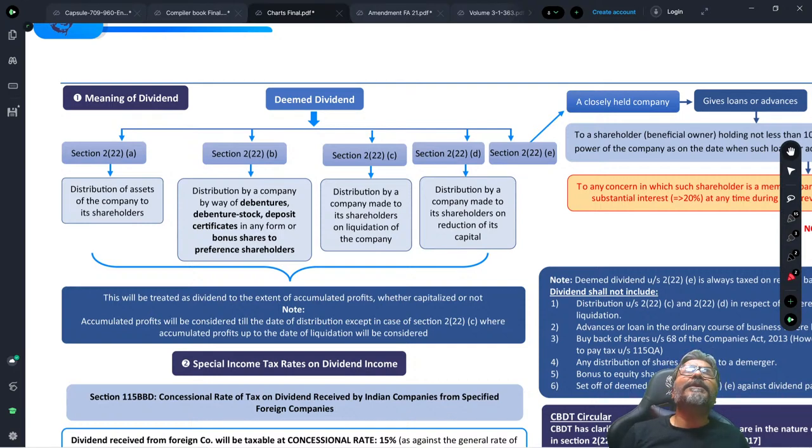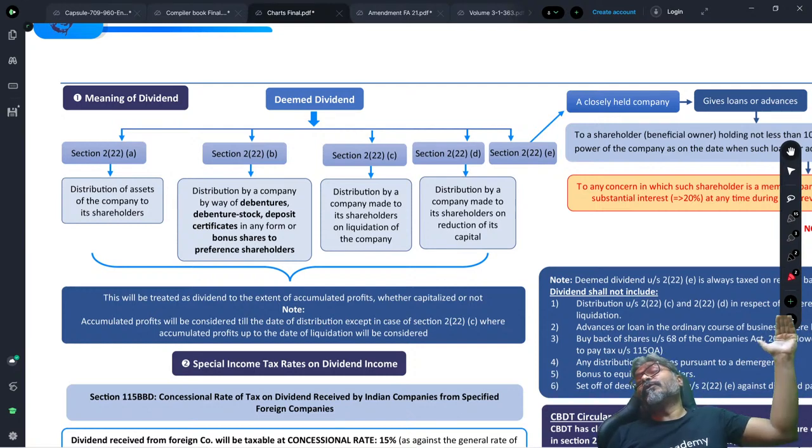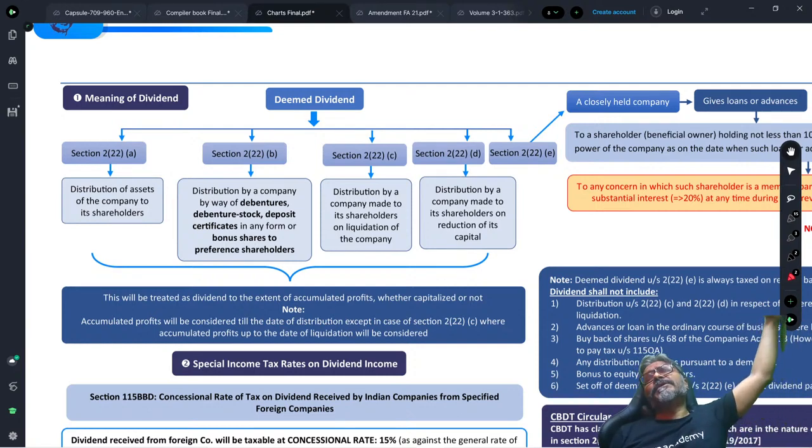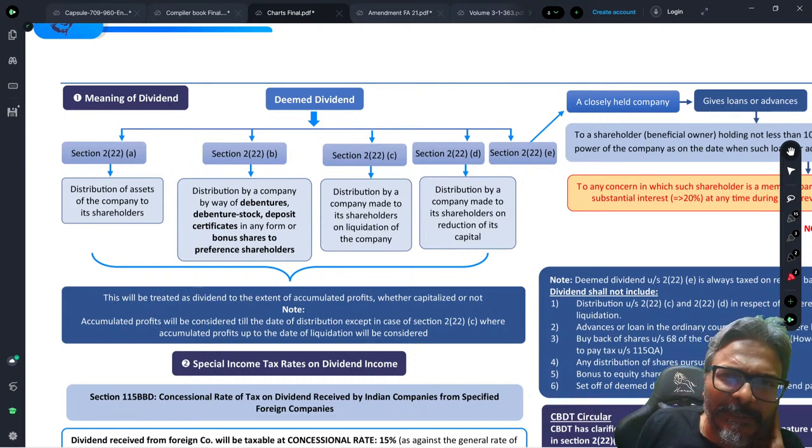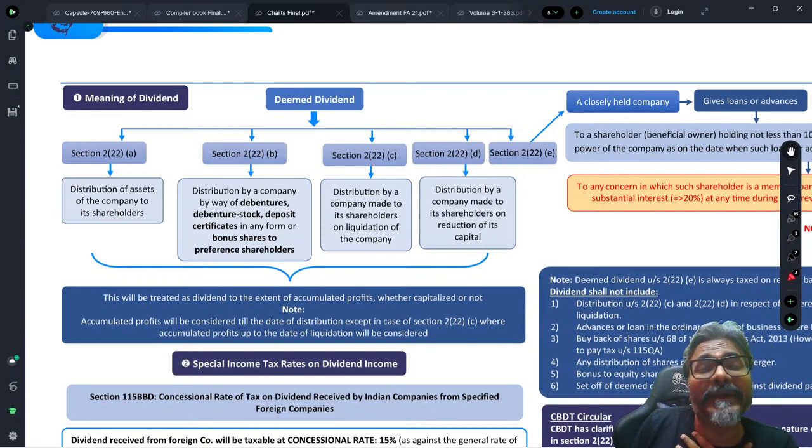Fine. And what about the case wherein the bonus has been given to the equity shareholder? Would that be considered a deemed dividend of 2(22)(b)? The answer is no. The bonus you give to the equity shareholder is perfectly fine. No eyebrows get raised if a bonus is given to the equity shareholder, because obviously the equity shareholder primarily bears the ultimate risk. Accordingly, it is justifiable for the company to issue its bonus shares to the equity shareholder. But when a bonus share is issued to the preference shareholder, that is where the problem arises. In this case, the company issuing its own bonus shares to its preference shareholder will be considered a deemed dividend under section 2(22)(b).